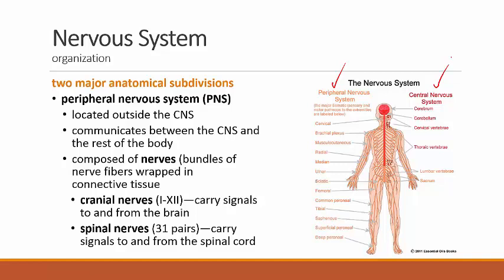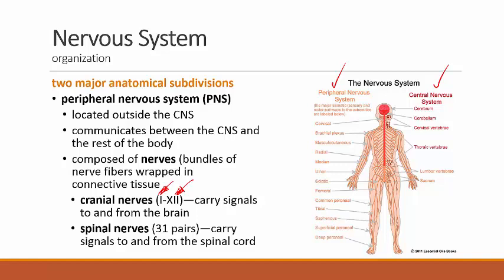There are the cranial nerves, and we number them using Roman numerals 1 through 12. So this is the Roman numeral 1. Here's the Roman numeral 12. Again, we'll look at the names and the numbers when we get to the next chapter.